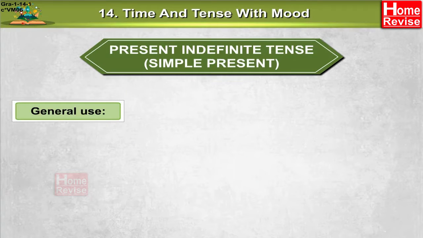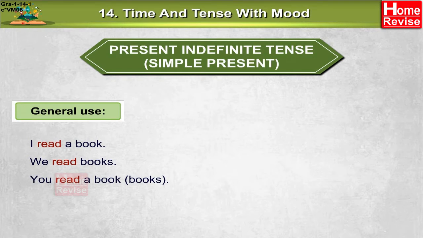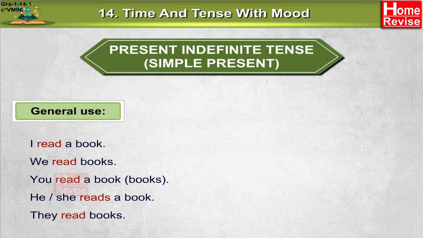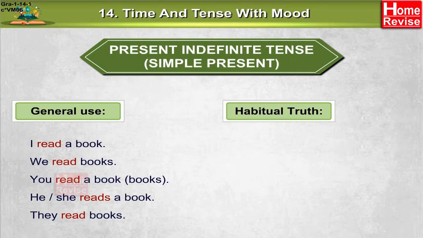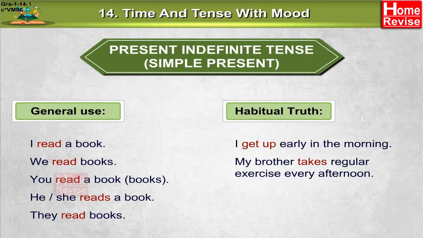General use: I read a book. We read books. You read a book or books. He or she reads a book. They read books. Habitual truth: I get up early in the morning. My brother takes regular exercise every afternoon.